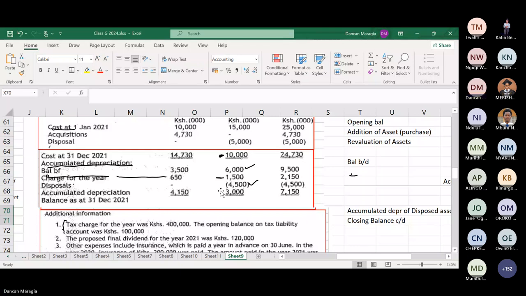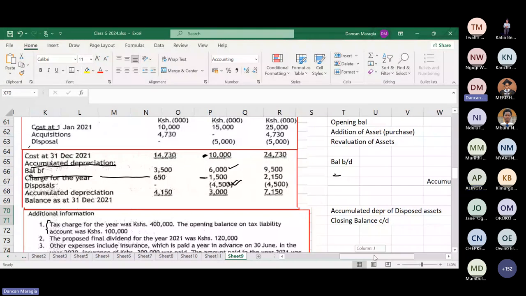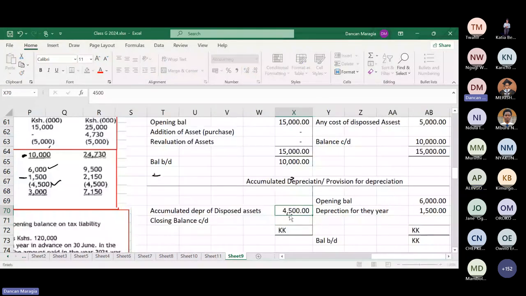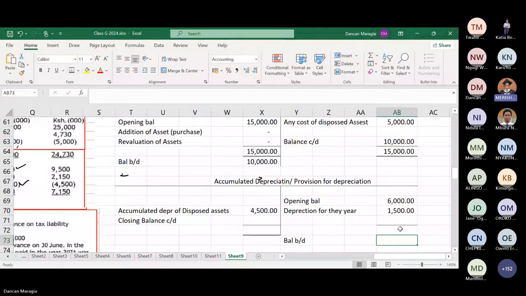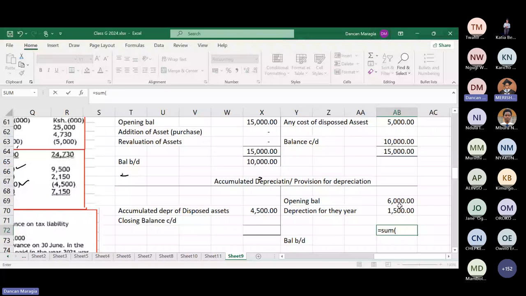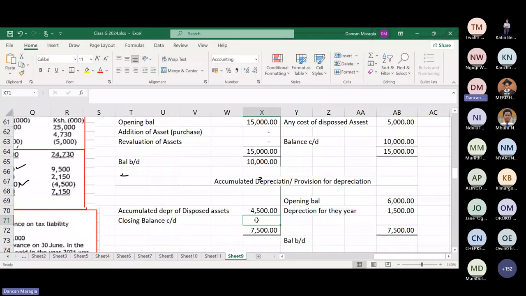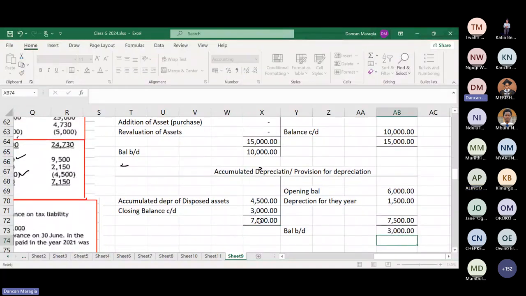Then here will be accumulated depreciation of the disposed building. So accumulated depreciation of the disposed asset will be 4,500. So balance the account and find the balance. So closing balance will be 3 million. 3,000, I mean. So closing here will be 3 million, 3,000, and that is what is given here.